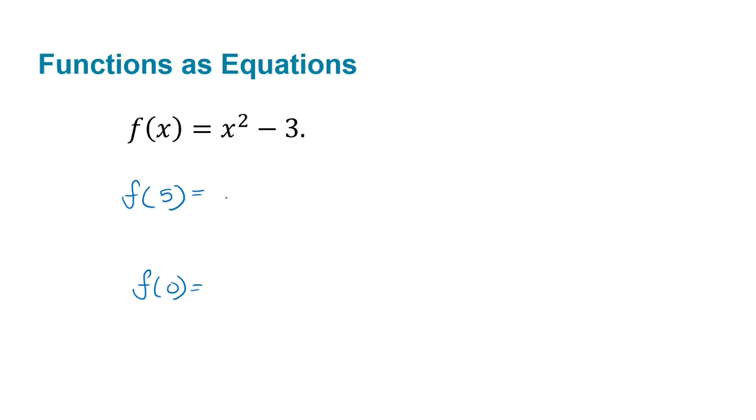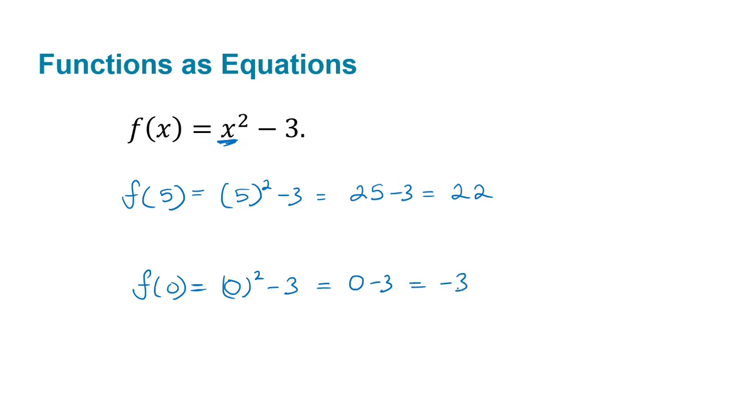Let's try it together now. f of 5 means I have to plug in a 5 into the x. So that is equivalent to 5 squared minus 3. 5 squared is 25, and then I have to subtract 3 from it. So f of 5 is equivalent to 22. For f of 0, that means I must plug in a 0 into the x, and so we have 0 squared minus 3, and 0 squared is just 0. 0 minus 3 is negative 3. This is just a few examples related to evaluating functions.